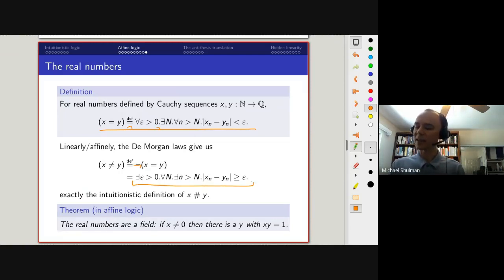And that gives me precisely the intuitionistic definition of apartness: it is the affine or linear definition of inequality. I don't need to introduce something new. It's already there as the negation of equality. And then you can prove in affine logic that the real numbers are actually a field in the more intuitive sense that anything not equal to 0 has a multiplicative inverse. So the affine logic, at least intuitively, is better behaved than intuitionistic logic in at least this way.